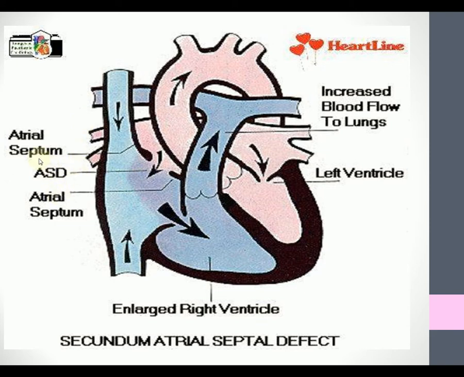So there's more blood flowing into the right ventricle, and the right ventricle has to work harder to pump the blood to the lungs, so the right ventricle enlarges. Then you have this mix of oxygenated and deoxygenated blood going to the lungs, where it should only be deoxygenated blood. The added oxygenated blood causes that increased blood flow to the lungs. So this would fall into that category.